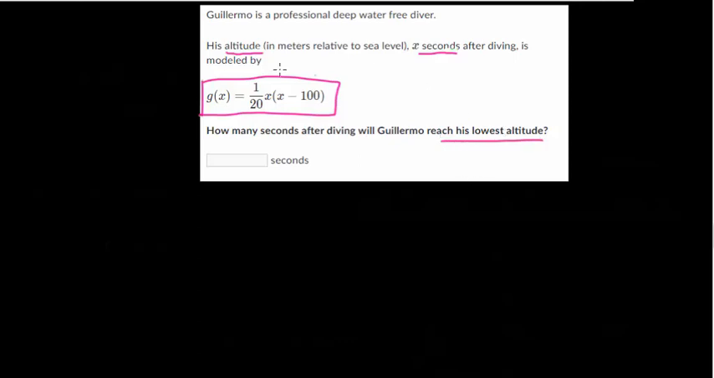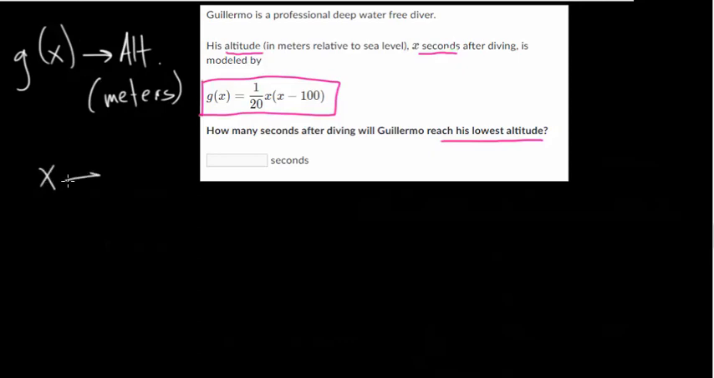So let's start by making sense of these variables. I'm just going to write them down. So g of x is the altitude, and that's going to be in meters. Make sure you understand what the variables represent and what their units are. And it looks like x is just time, and again, the units for this are going to be in seconds.